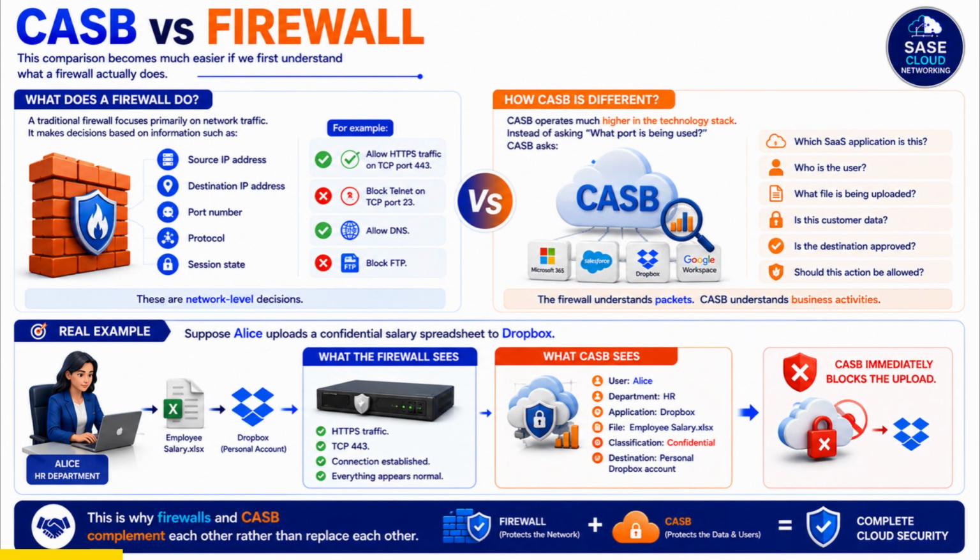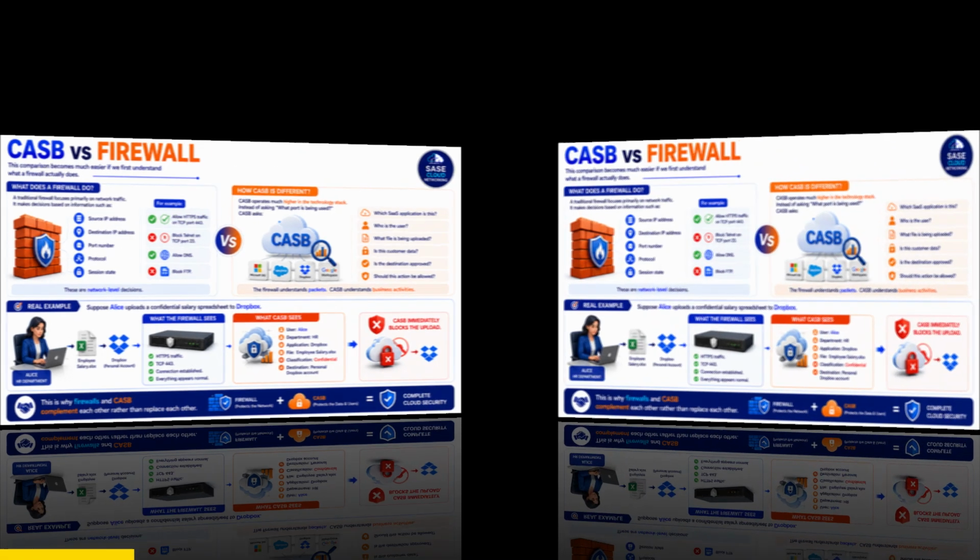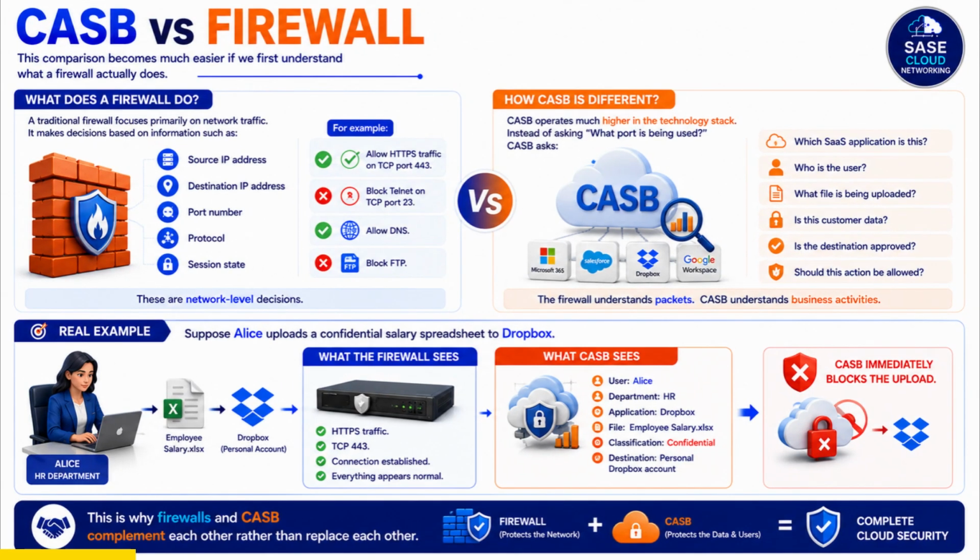CASB versus firewall. This comparison becomes much easier if we first understand what a firewall actually does. A traditional firewall focuses primarily on network traffic. It makes decisions based on information such as source IP address, destination IP address, port number, protocol, session state. For example, allow HTTPS traffic on TCP port 443. Block Telnet on TCP port 23. Allow DNS. Block FTP. These are network-level decisions.